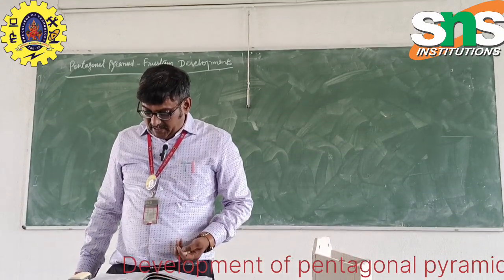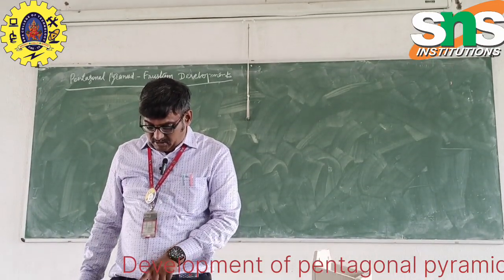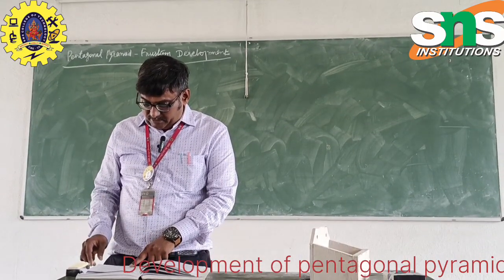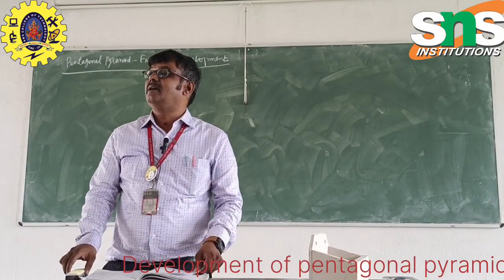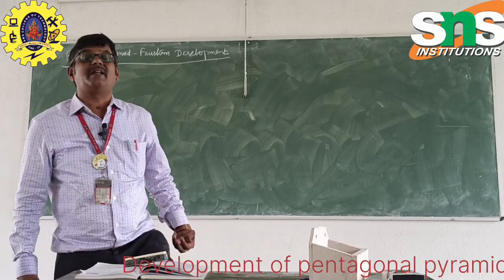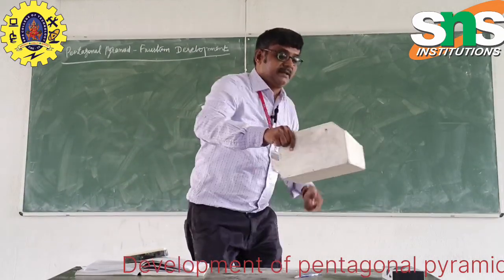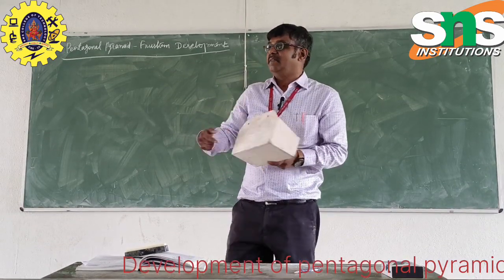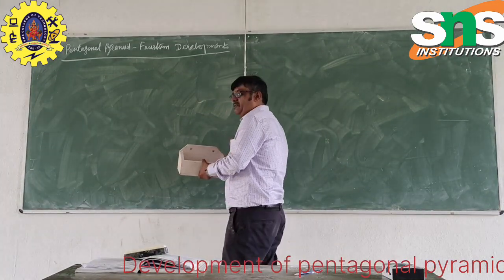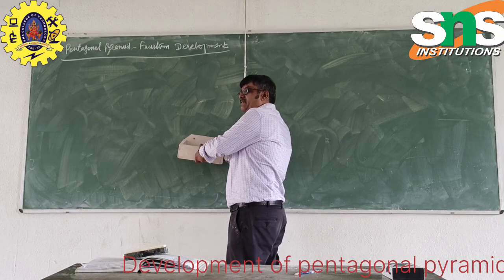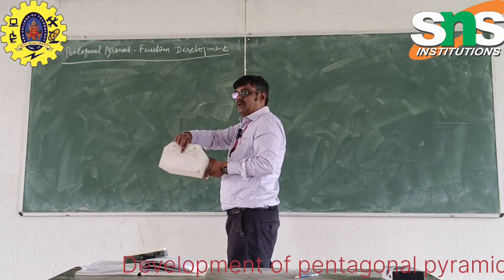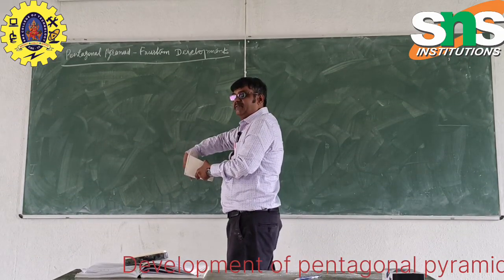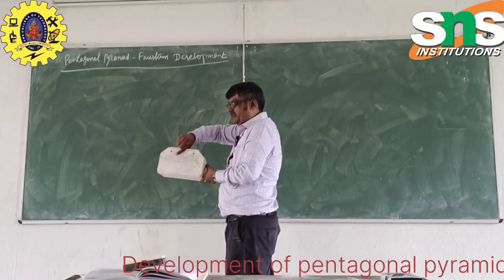Base side 20 millimeter, height resting vertical, base on the ground. One of its base edges is parallel to VP. They have given that one of its base edges is parallel to VP. Either it can be near the VP side or this side, but it is opposite to the VP. If it is like this, it is opposite. They said it's parallel.